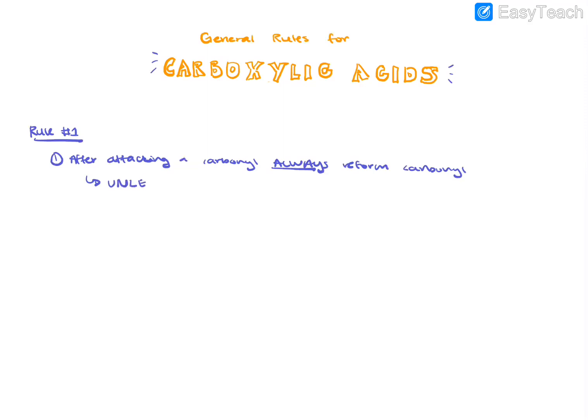Unless it's an R group or H group. Never kick these out. Okay, so let's go over an example where we can reform the carbonyl by kicking out a leaving group, and let's also go over an example of one where we cannot kick out the leaving group.